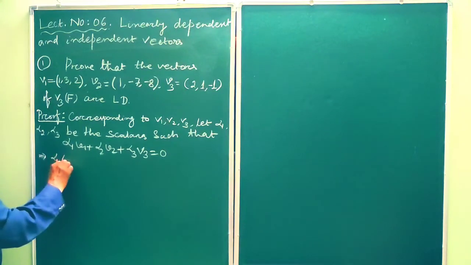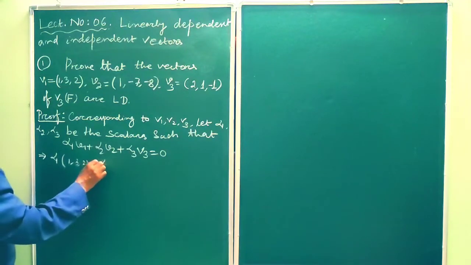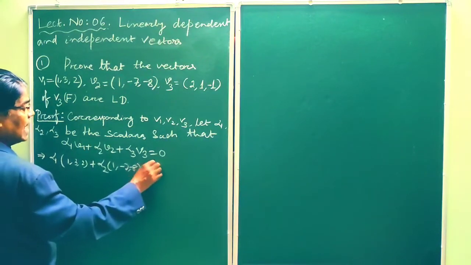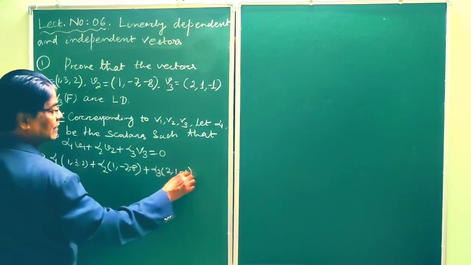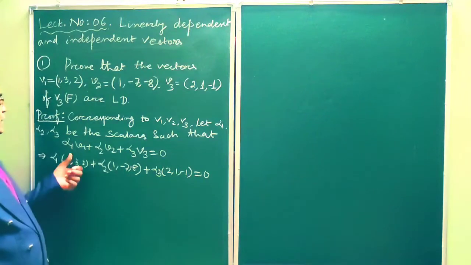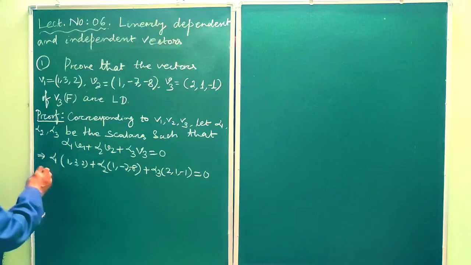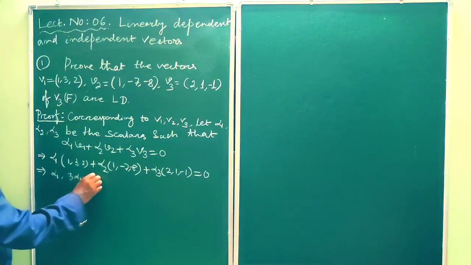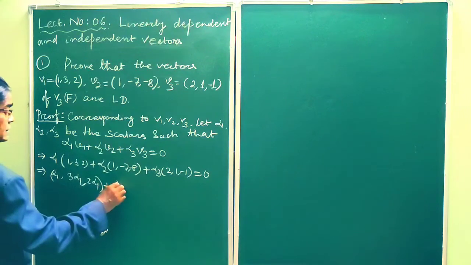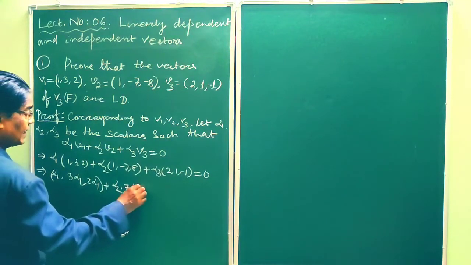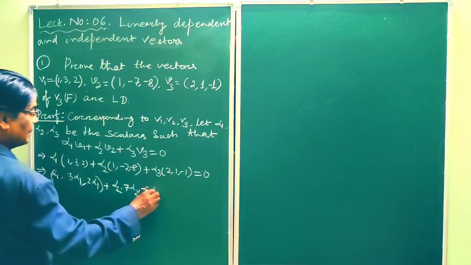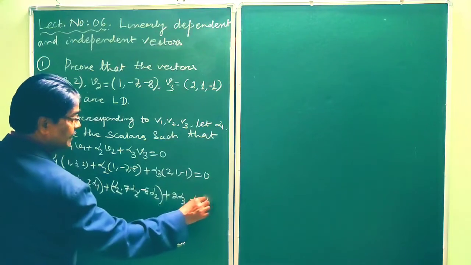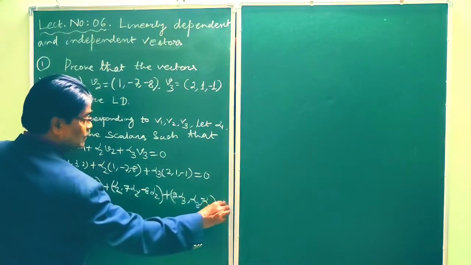This implies alpha 1 (1, 3, 2) plus alpha 2 (1, -7, -8) plus alpha 3 (2, 1, -1) is equal to 0. So here we have used the values of v1, v2, v3. Now multiplying we get (alpha 1, 3 alpha 1, 2 alpha 1) plus (alpha 2, -7 alpha 2, -8 alpha 2) plus (2 alpha 3, alpha 3, -alpha 3) is equal to 0.